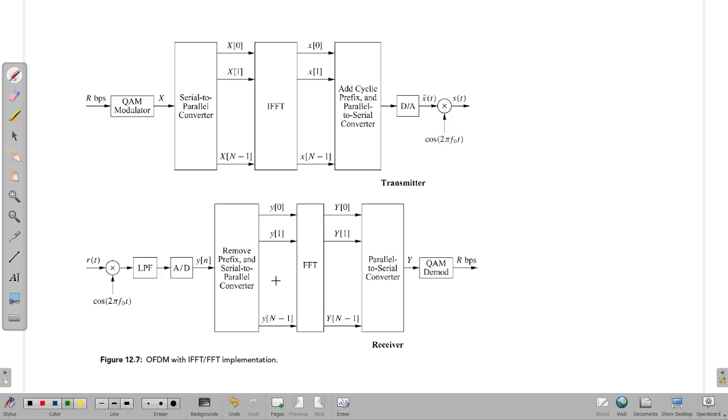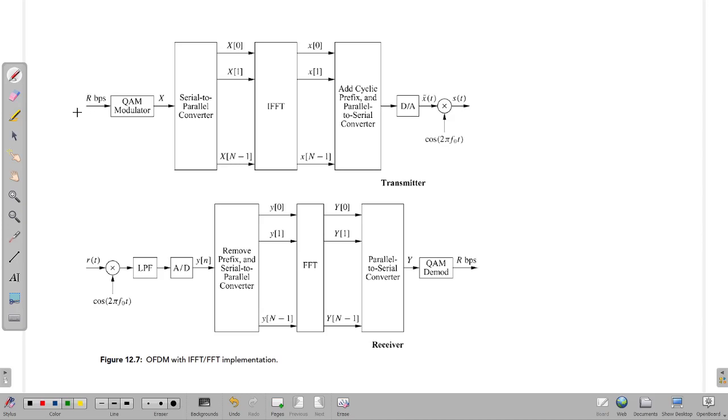This figure is from the textbook of Andrea Goldsmith, Wireless Communications. It shows OFDM with IFFT or FFT implementation. Practically, as I told you, IDFT is implemented using the IFFT algorithm, and DFT is implemented using the FFT algorithm, simply because it has fewer computation steps.